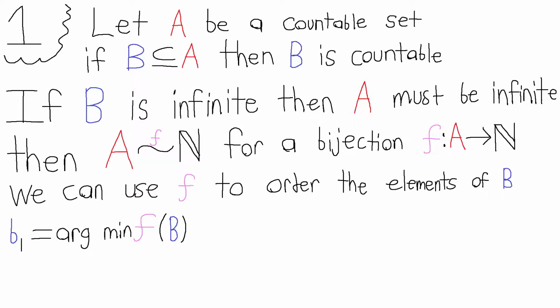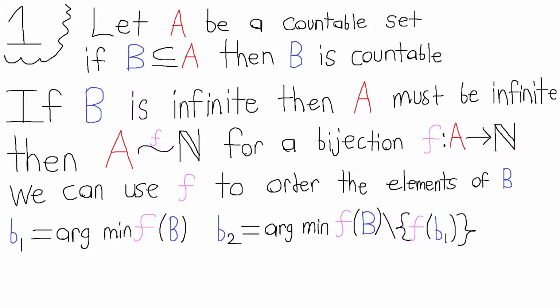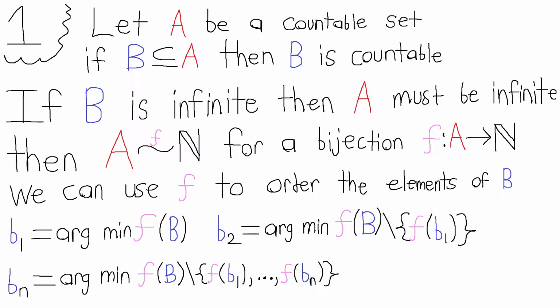We can pick the next element B2 as being the element of B that gets mapped to the second smallest natural number in the image of B. We can continue this process, indexing all of the elements of capital B, and then we obtain a one-to-one correspondence between the natural numbers and the elements of B based on their indices, a bijection, thus showing that an arbitrary subset B of A is countable.